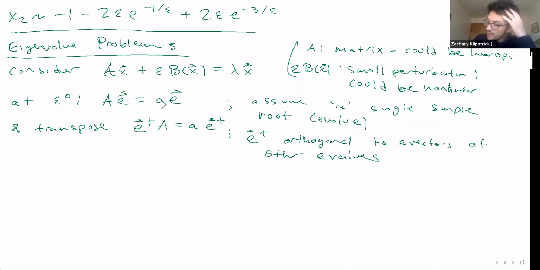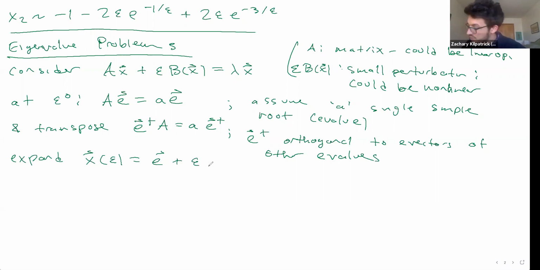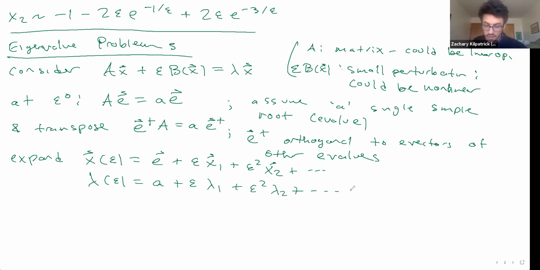So we're specifying a particular eigenvalue, and now we're going to move forward with what happens when we perturb about this, okay? So what's the process here? We're going to assume some expansion. We'll assume it's regular, okay? What do I mean by that? I just have a nice power series expansion of my original eigenvalue and eigenvector, okay? So lambda epsilon is going to be a plus epsilon lambda 1 plus epsilon squared lambda 2, and so on and so on, okay?